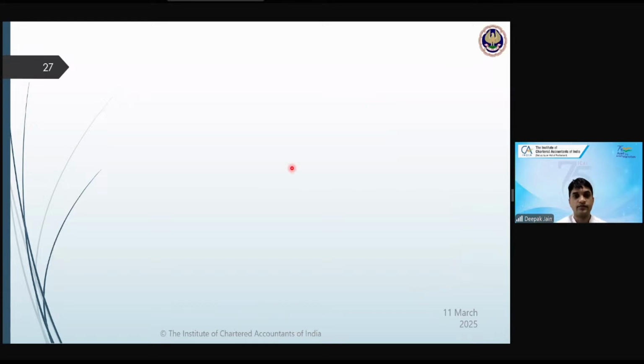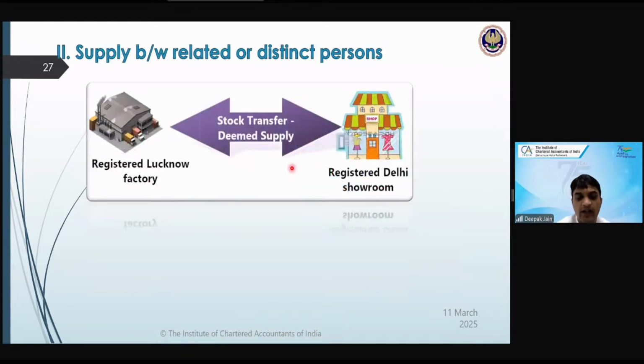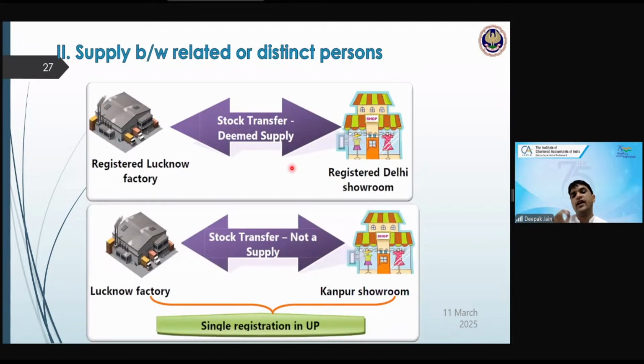Let's take some more examples. Registered Lucknow factory and registered Delhi showroom. This is also liable to GST because both are registered. Lucknow factory and Kanpur showroom. Lucknow and Delhi are in different states, but Lucknow and Kanpur are in the same state of UP, and they have taken a single registration. They have not taken a separate registration for Kanpur. Then, when there is any stock transfer from Lucknow to Kanpur, it will not be liable to GST because they have taken a single registration.